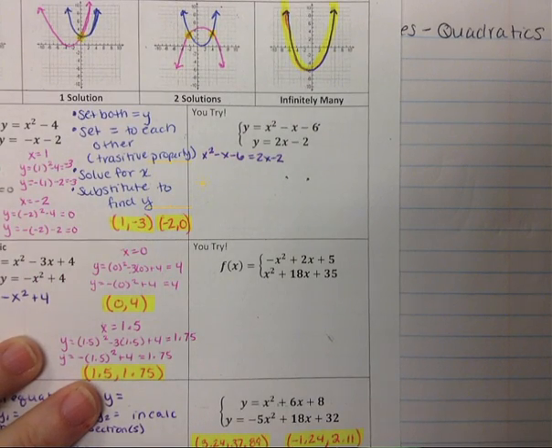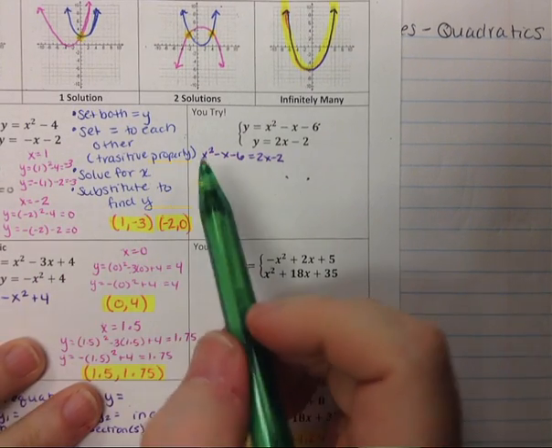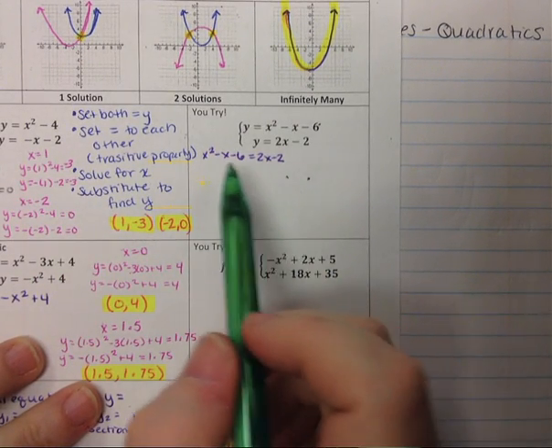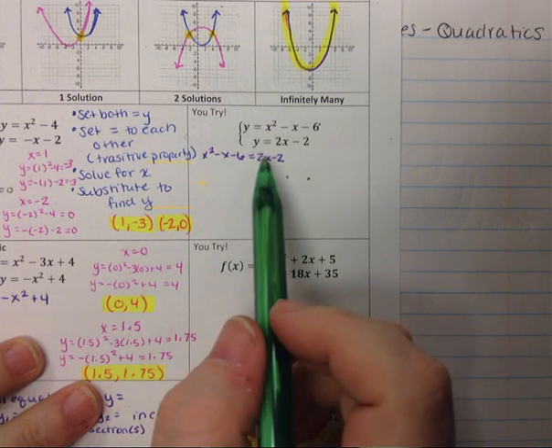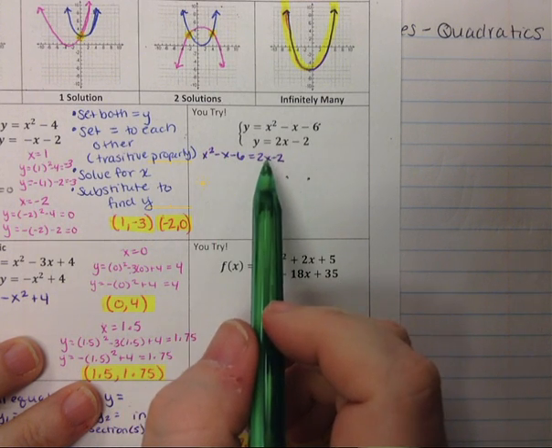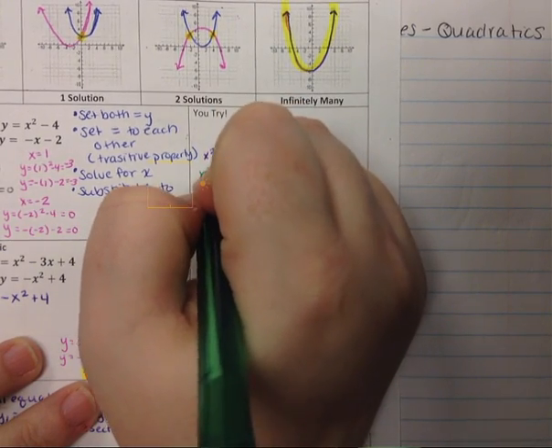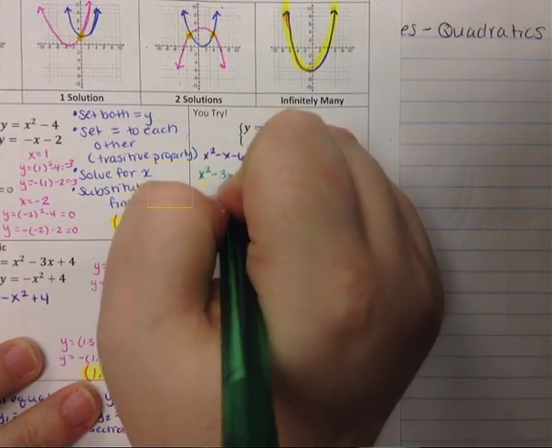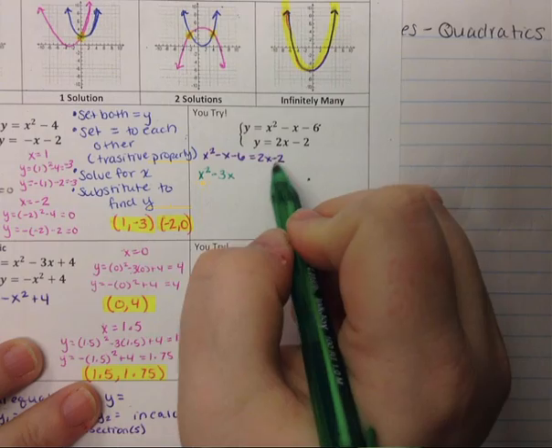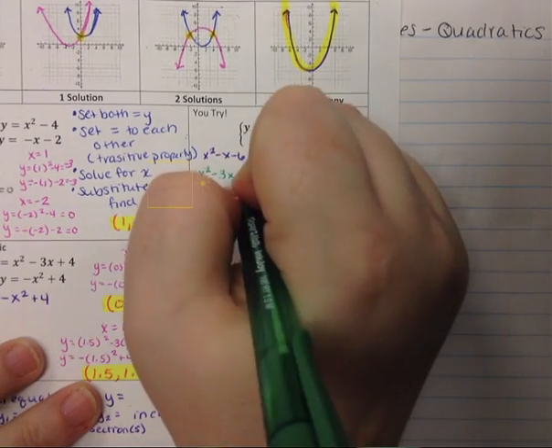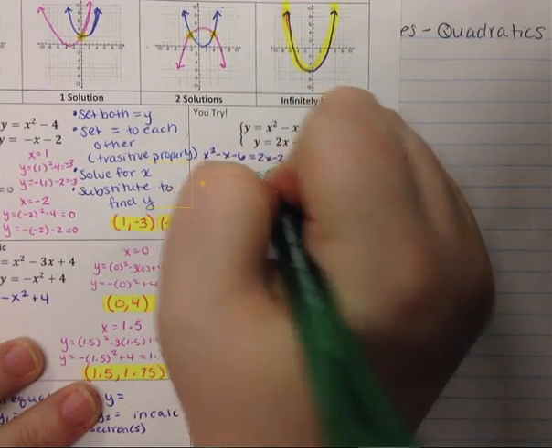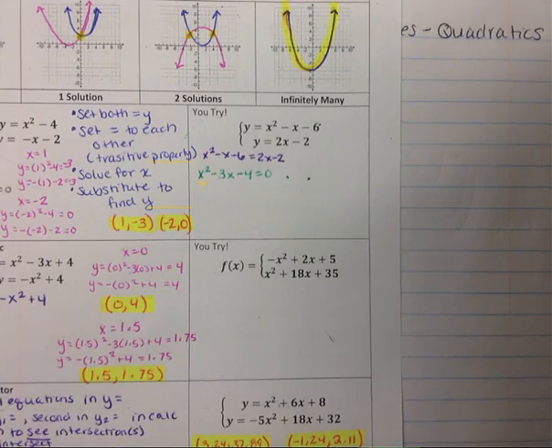Now since it is a quadratic, I want to get my quadratic equal to 0. So I have an x squared, no x squared on this side. I have a negative x and a 2x. I need to subtract the 2x. So I have an x squared minus a 3x. And then we're going to add the 2 to the other side, which gives us a negative 4 equals 0. Now I can try and factor this.